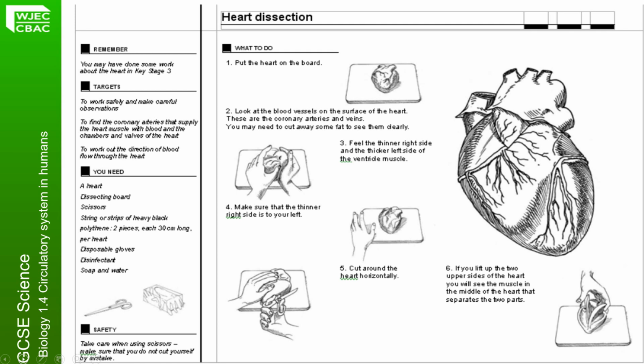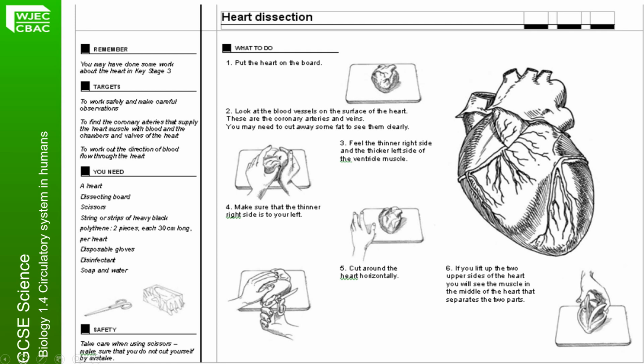You may have done some work about the heart in Key Stage 3, so certainly when we did OG, the oxygen molecule, in Year 8, you may very well have seen your teacher who took you at Key Stage 3 dissect a heart for you to demonstrate. You may have even been lucky enough to work in a group and dissect a heart together, or you may have even seen this done in primary school. Key thing, the target, is to work safely and make careful observations.